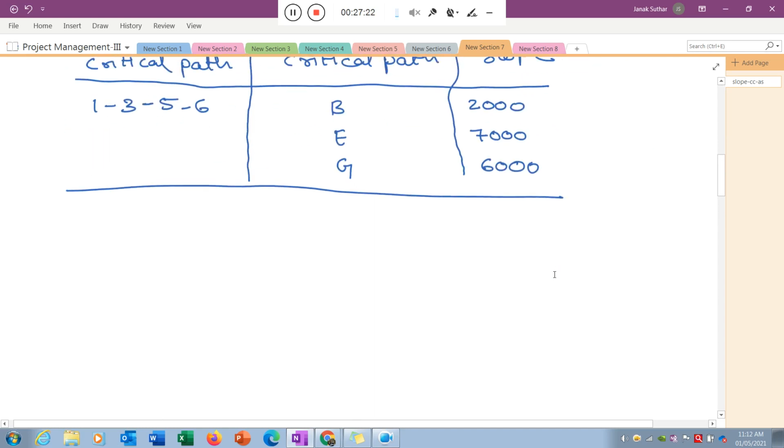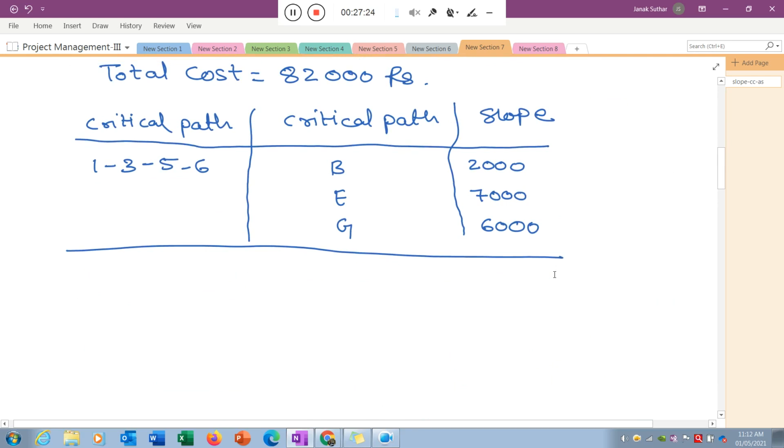So next, we know the critical path is 1, 3, 5, 6, and the critical activities are B, E, G. If I reduce any one activity, it will directly reduce my project time. Out of the available B, E, G, if I reduce activity B by 1 week, it will reduce my project time by 1 week. If I reduce E, it also reduces my project time by 1 week. If I select G, it will also reduce my project time by 1 week.